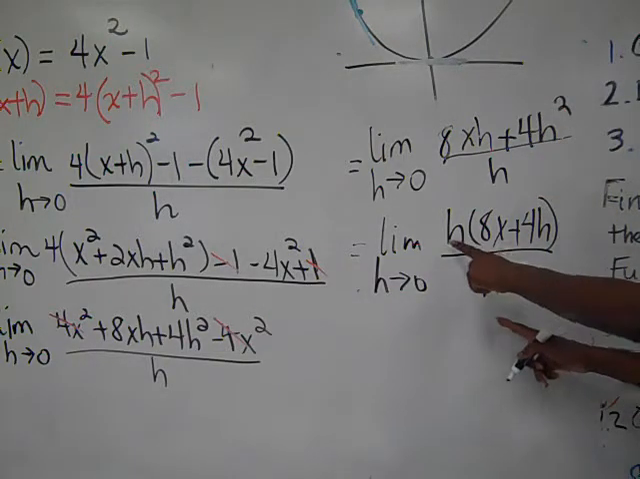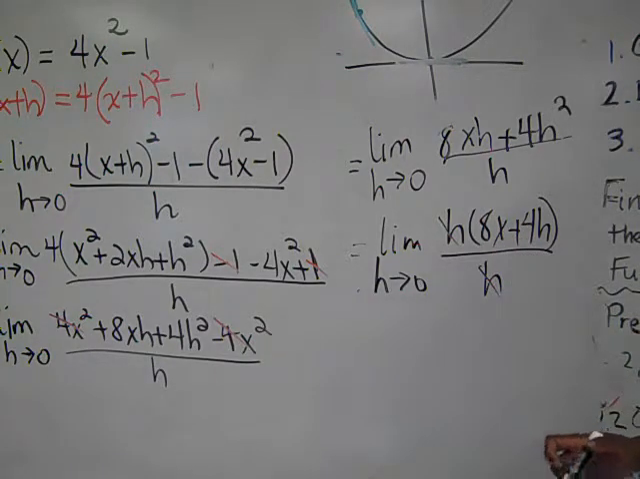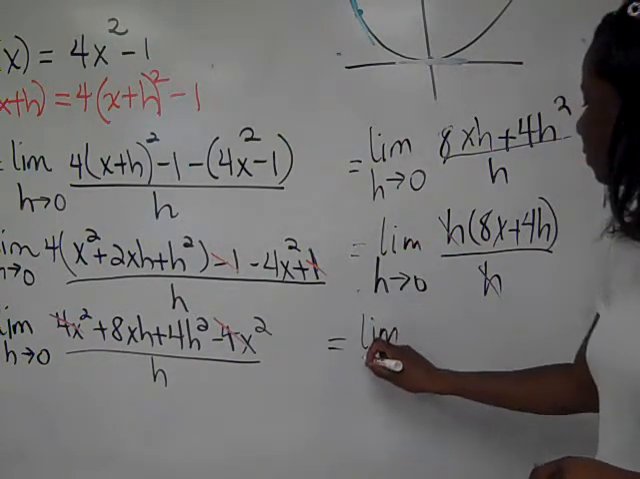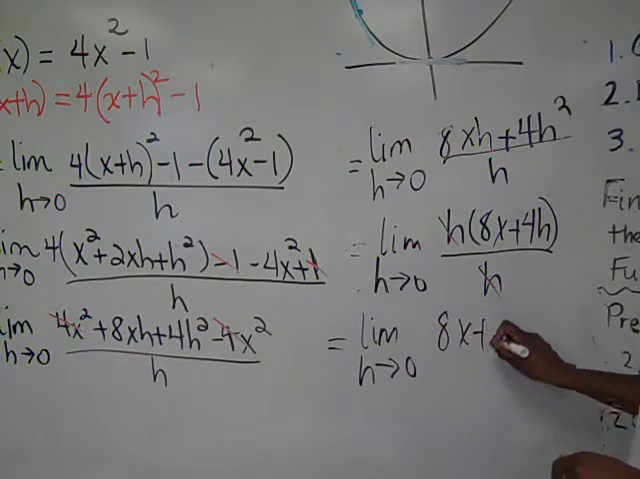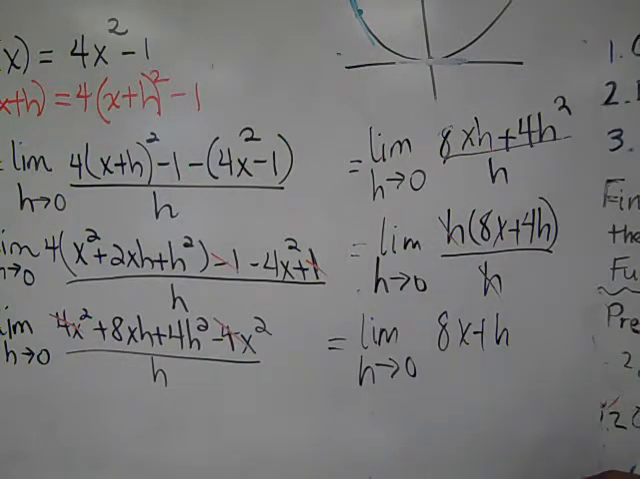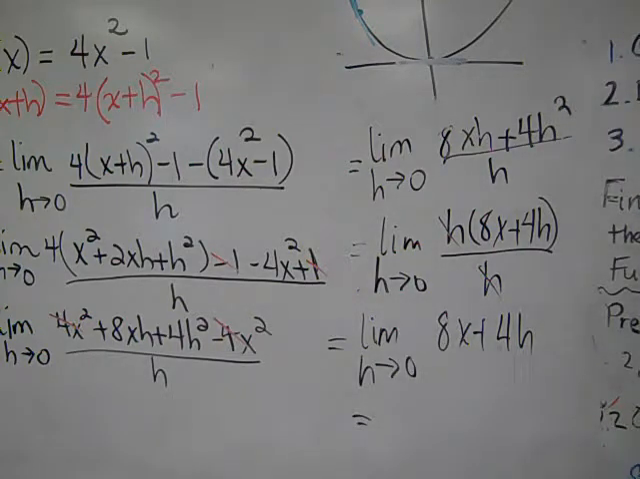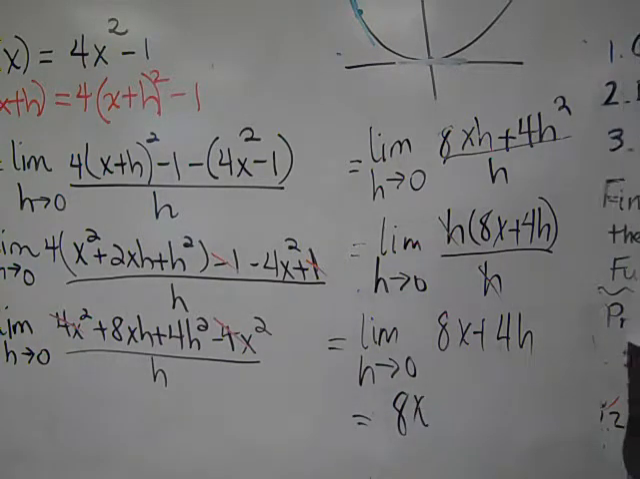Now that it is multiplied at the top, we can get rid of that h, because h over h is 1, right? So what are we left with? 8x plus 4h, that you're taking the limit of as h approaches 0. And if you let h be 0, what is your answer going to be? 8x.